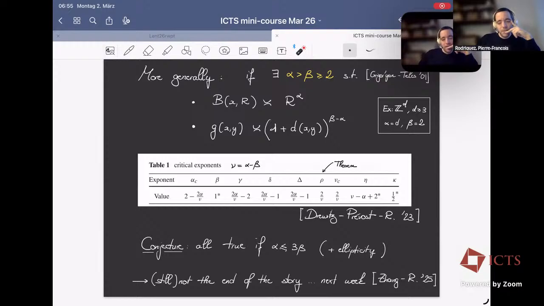Okay, and so this conjecture, maybe if you want to be a little cautious, you should also assume that your graph satisfies some ellipticity condition, but that's maybe a technical point. The ellipticity refers to the random walk. But okay, let me not get into this.